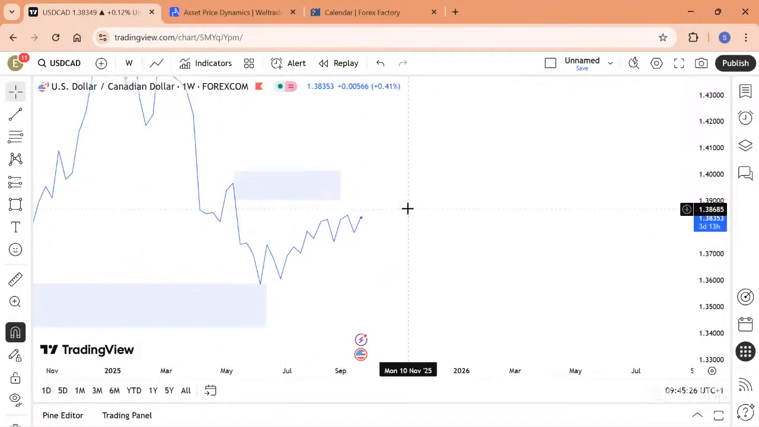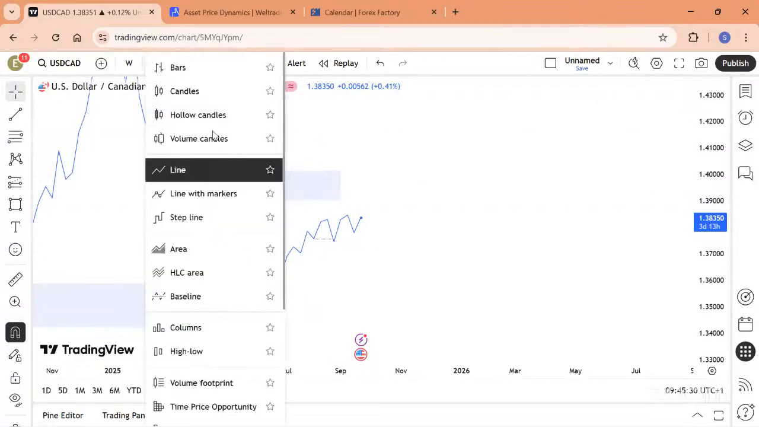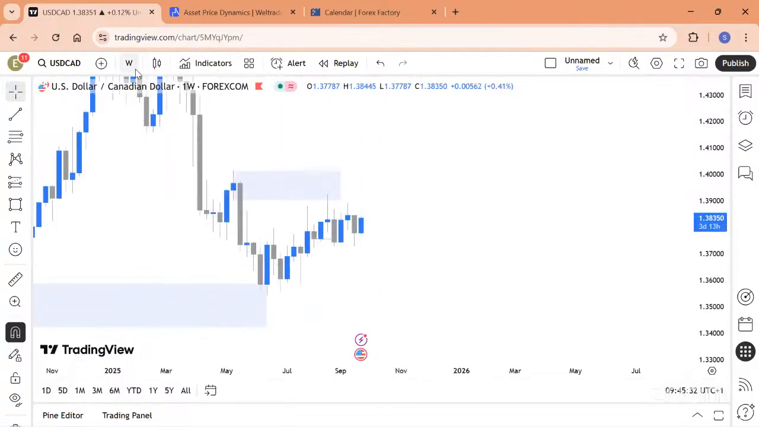Let me go to the line chart. Can you see that it led to what? It led to a sell here. There was a change of character there on the weekly time frame. So now we're on the daily.